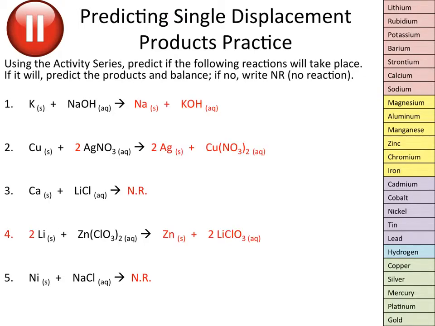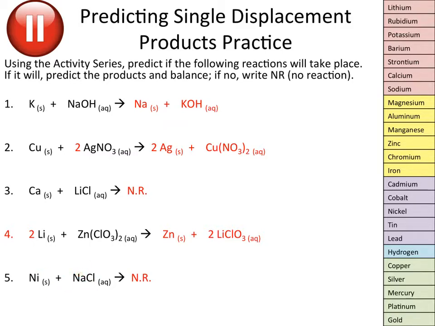Welcome back. So here are your answers. You can see that 2 out of the 3 reactions did not happen. For example, when we're looking at calcium and lithium, calcium is still a very reactive metal, but it's not as reactive as lithium over here. So it wasn't able to displace it. Same thing with nickel and sodium.